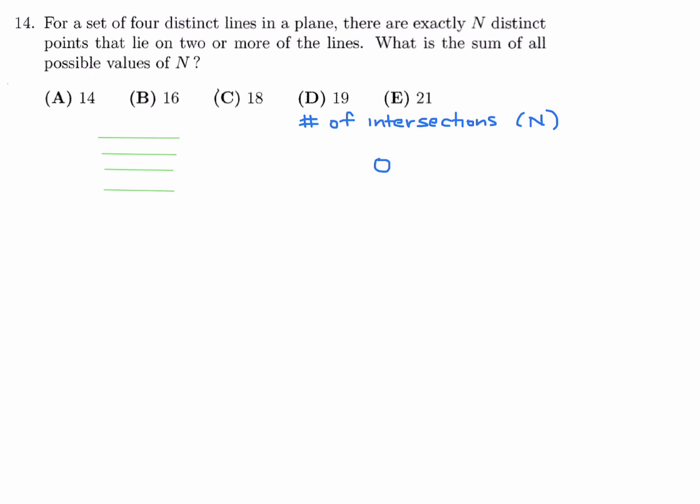Okay, let's look at the next one. Can we get one intersection with 4 lines? And the answer is yes, if they all have a common intersection point like that. If you draw it like that, you'll get 1.